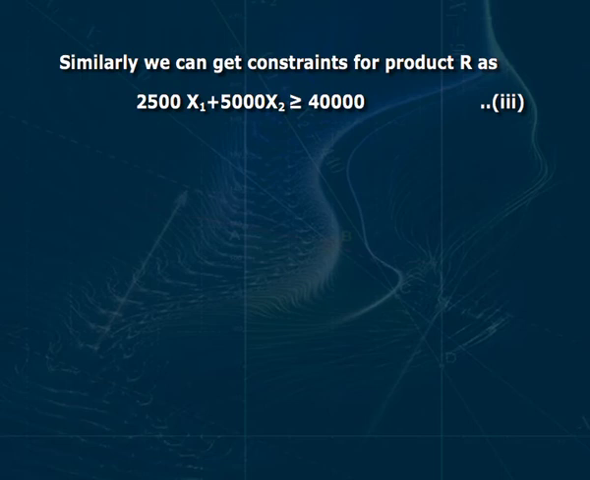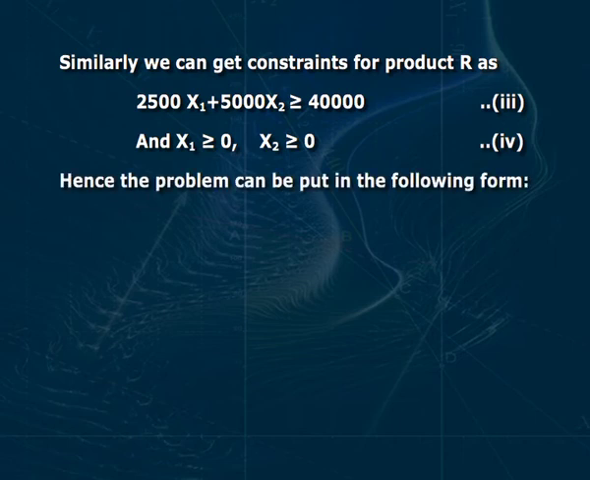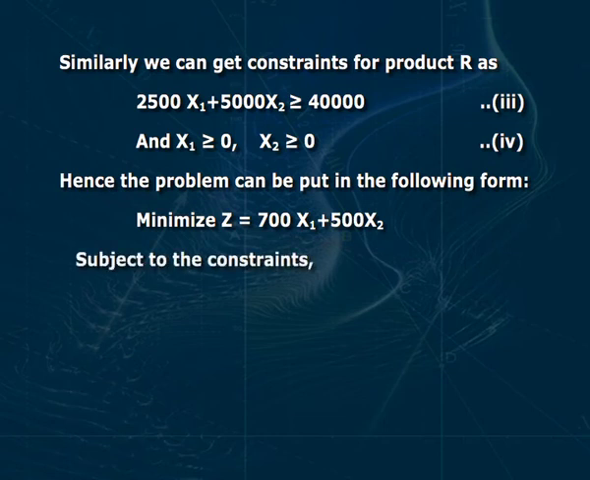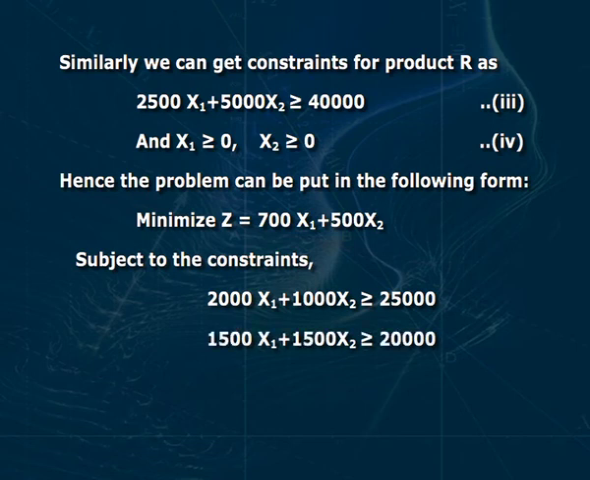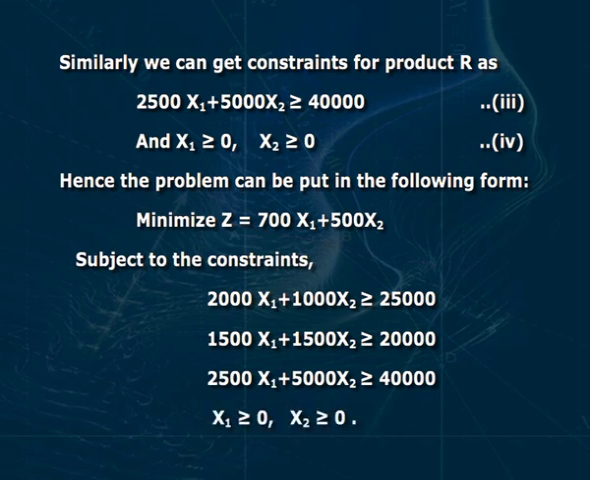and lastly x1 greater than or equal to 0, x2 greater than or equal to 0. Hence, the whole problem can be put in the following format: minimize Z equal to 700 x1 plus 500 x2, subject to the constraints 2000 x1 plus 1000 x2 greater than or equal to 25,000, 1500 x1 plus 1500 x2 greater than or equal to 20,000, 2500 x1 plus 5000 x2 greater than or equal to 40,000, and x1 greater than or equal to 0, x2 greater than or equal to 0.